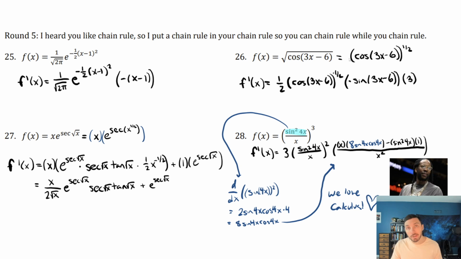This one, very clearly a function in a function in a function. I would say innermost being 3x minus 6, middle being cosine, and then outermost being the radical, which is power of 1/2. So the way we work this out, so this is a good chain in a chain here, or function in a function in a function.